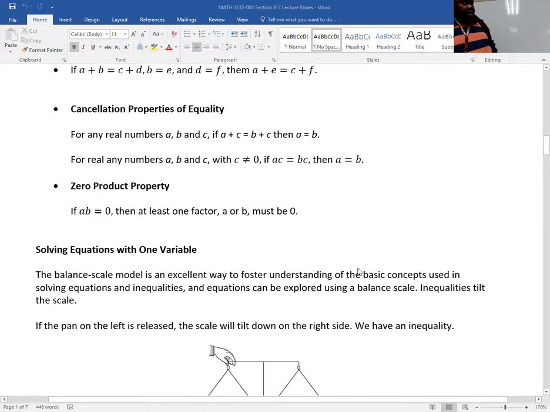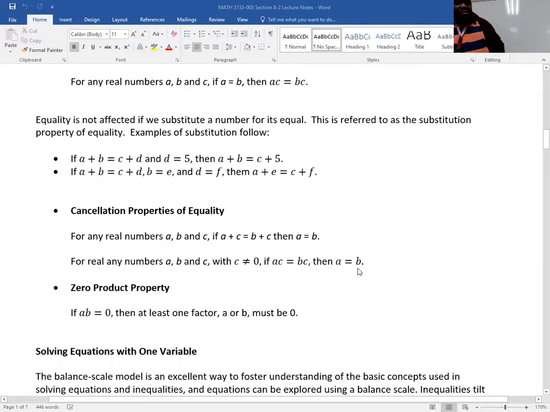Okay. And the other property is the zero product property. The zero product property means if I multiply A and B, and it's equal to 0, then at least one of those factors, either A or B, must be equal to 0.